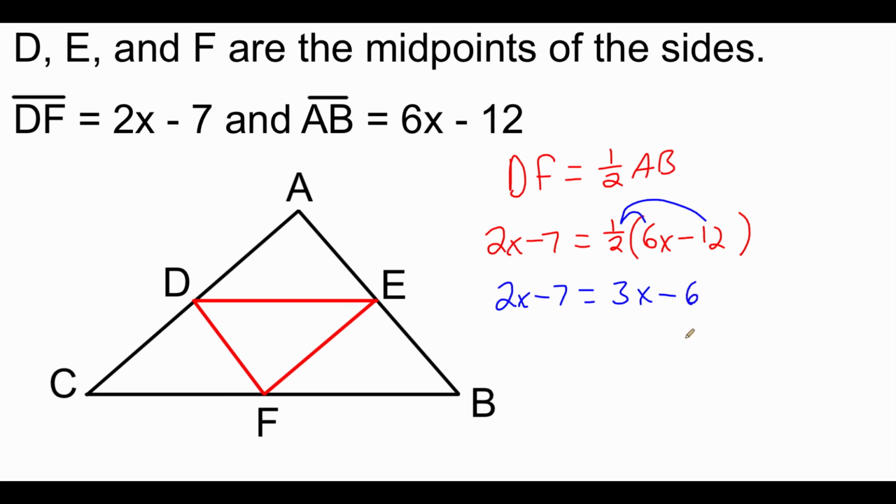Now what I want to do is get all of my variables on one side and my numbers over to the other side. So I'm going to take this 2x and subtract it over to the right-hand side. So I'll get negative 7 equals x minus 6. Then I'm going to take this 6 and I'm going to add it over to the other side. So I'm going to end up getting an x value of negative 1.